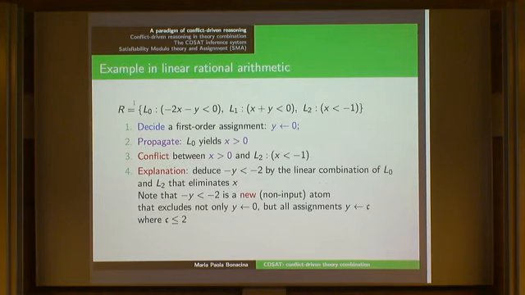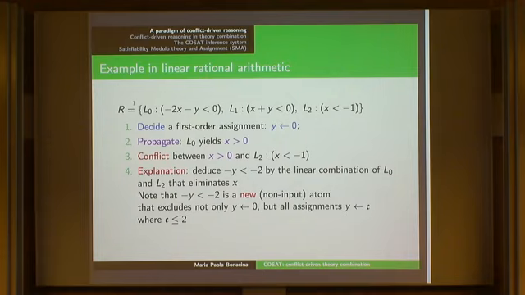Let's see an example in linear rational arithmetic. Suppose that we have those 3 constraints up there: minus 2x minus y smaller than 0, x plus y smaller than 0, and x smaller than minus 1. Say that the procedure decides to assign 0 to y. Then by the first constraint, we get x greater than 0, because if y is 0, the first constraint will give us x greater than 0. Which is in conflict, however, with the third constraint, which says x smaller than minus 1, okay?